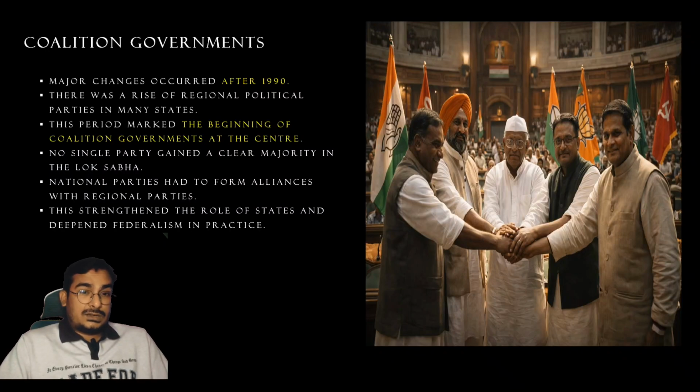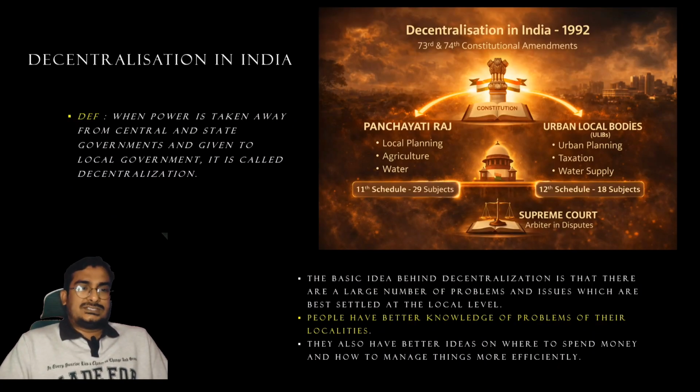So obviously the central government had to keep good cordial relations with the states, which actually did a lot of benefit to most of the states. So then the last topic for this lecture would be decentralization. What is decentralization? When power is taken away from central and state governments and given to local governments, it's called decentralization. This actually happened in 1992 through the 73rd and 74th Constitutional Amendment Acts.